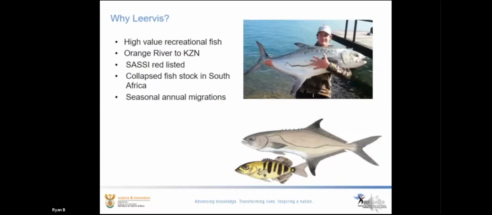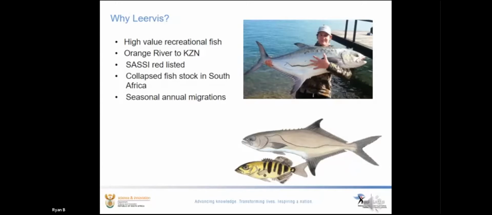Leervis is a popular recreational fish species in South Africa, and this is due to its large size. They can reach a maximum length of 180 centimeters and can weigh up to 32 kilograms. In South Africa, they are distributed from the Orange River to KwaZulu-Natal, and they are SASSI red listed. That is, no sale of the species is allowed anywhere in South Africa. This is due to the collapsed fish stocks caused by heavy fishing pressure on the adult spawning in KwaZulu-Natal.